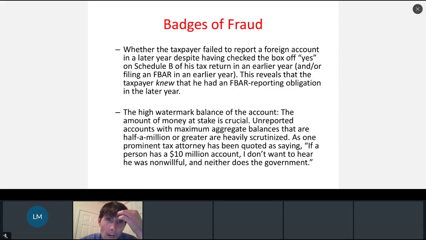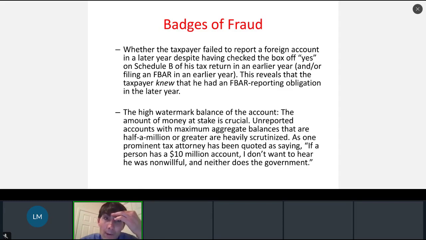Whether the taxpayer failed to report a foreign account in a later year, despite having checked the box off yes on Schedule B of his tax return in an earlier year. That contradiction and inconsistency would definitely set the bells off in the IRS's office. And or whether the taxpayer filed an FBAR in an earlier year.